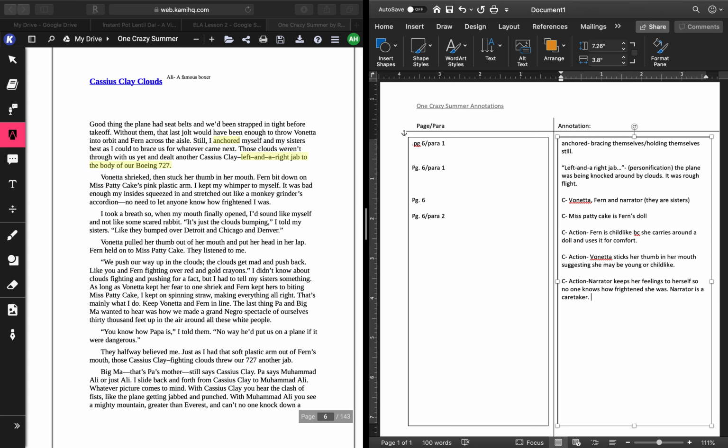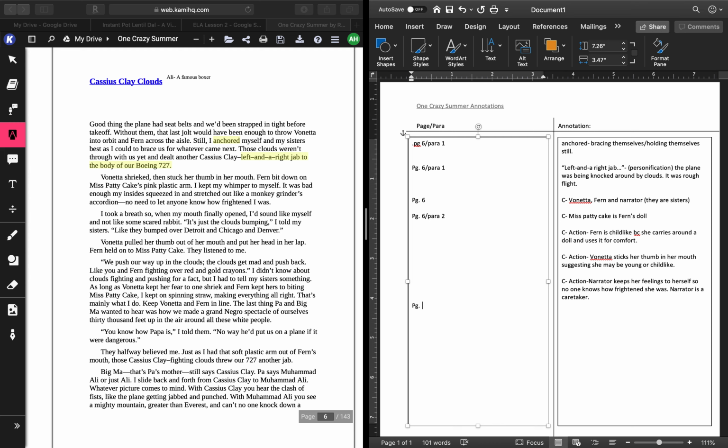So let's continue. I took a breath, so when my mouth finally opened, I'd sound like myself and not some scared rabbit. It's just the clouds bumping, I told my sisters, like they bumped over Detroit and Chicago and Denver. Vonetta pulled her thumb out of her mouth and put her head in her lap. Fern held on to Miss Pattycake. They listened to me.